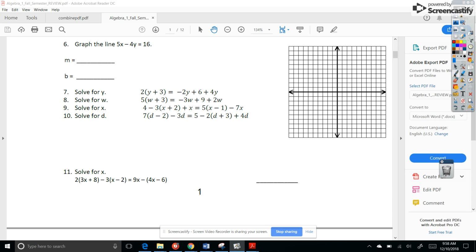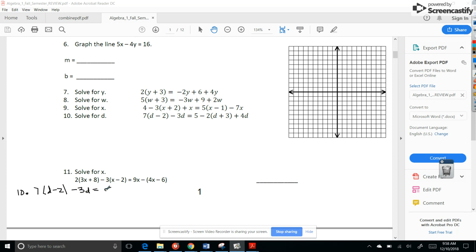Okay, in my last video, I was working hard solving number 10. So I'm just going to restart that one for you. And I was working it down here, so I'll continue to work it down here. So I have 7 times the quantity d minus 2 minus 3d is equal to 5 minus 2 times the quantity d plus 3 plus 4d. Okay, so in the last video, I was using my distributive property.